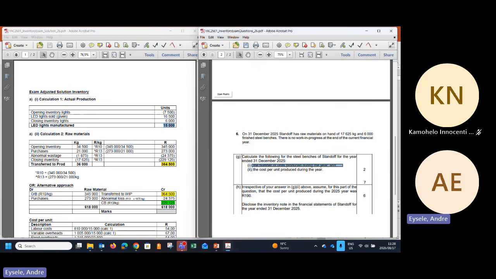Now we need to go and determine the cost per unit produced during the year. What is the cost of the units produced during the year?